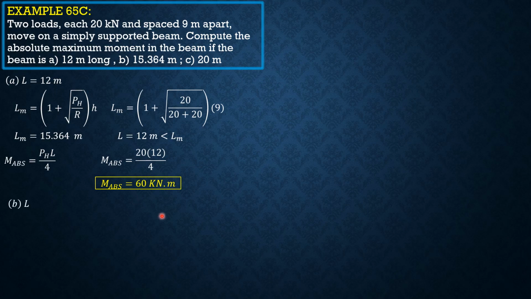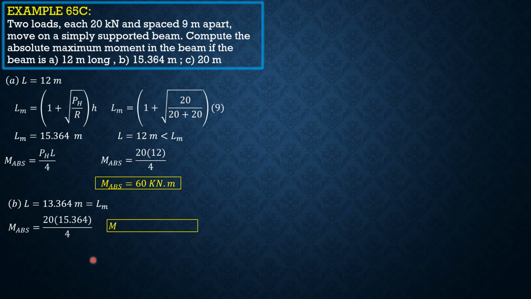For letter B, let us show that the absolute maximum moment when there is only one load is equal to the absolute maximum moment when there are two loads. So in this case, M absolute is 20 times P heavy, which is equal to P light, times L 15.364 over 4. So it is equal to 76.82 kilonewton meter.